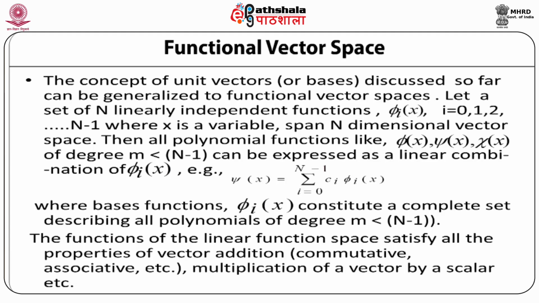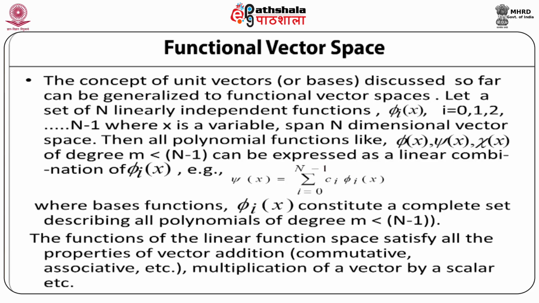Then we also have the null identity. That means that if we have a function phi(x) and a null vector 0, then we have 0 plus phi(x) is equal to phi(x) plus 0 is equal to phi(x). We also have that these functions satisfy the multiplication of vector by a scalar, etc. So, which means that they are distributive.